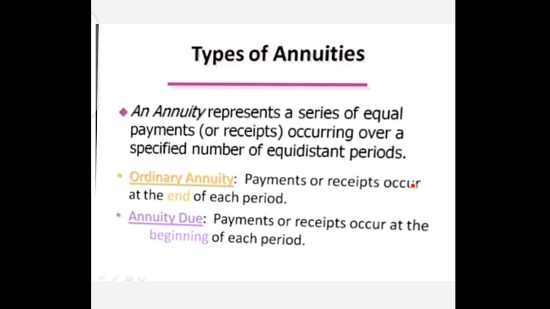Annuity due's payments occur at the beginning of each period. However, ordinary annuity's payments occur at the end of each period. So there lies the difference: annuity due's payments occur at the beginning, whereas ordinary annuity's payments occur at the end of the period. I hope you understood the idea behind annuities, ordinary annuities and annuity dues.